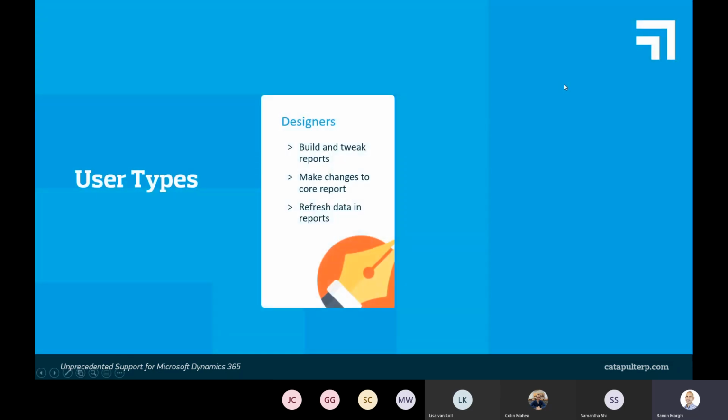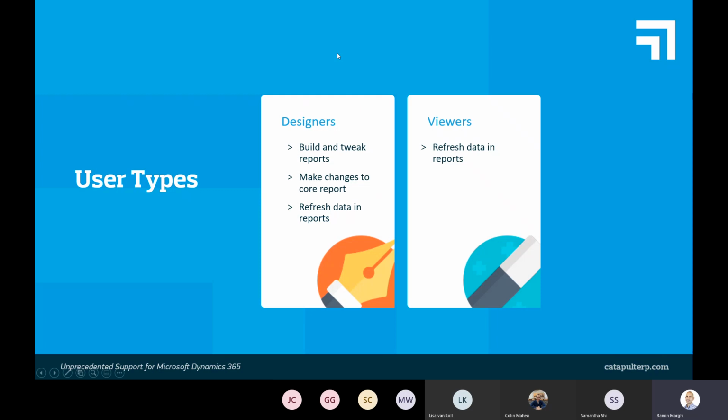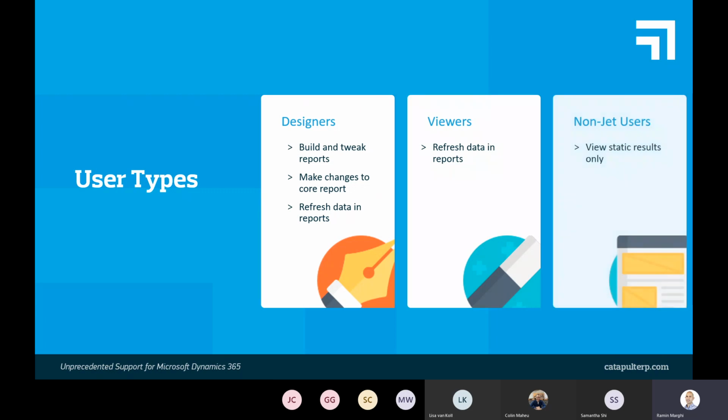It's important to note, though, there are different kinds of users that the Jet license identifies. There's really two. I include a third one because it's kind of like a non-user. There are designers, and designers are the ones who can pull the report into design mode and tweak the formula. They're the ones who will build the reports. Then there are viewers, and these are people who can click the refresh button and pull fresh data into the report. But then there are also non-Jet users.